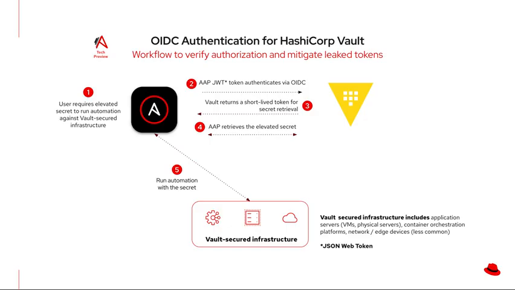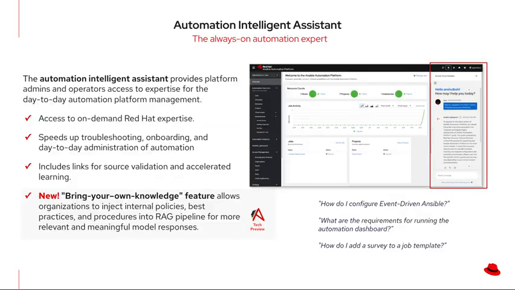This means just-in-time access that exists only for the duration of the job, policy enforcement tied to specific job contexts, and cleaner audit trails showing exactly which job requested which secret. This allows Ansible Automation Platform to support enterprises pursuing zero trust architecture.